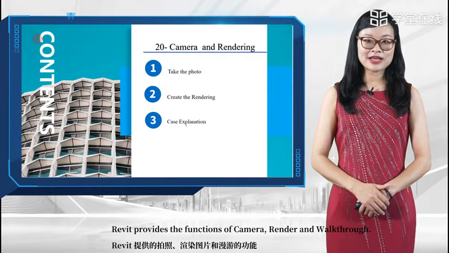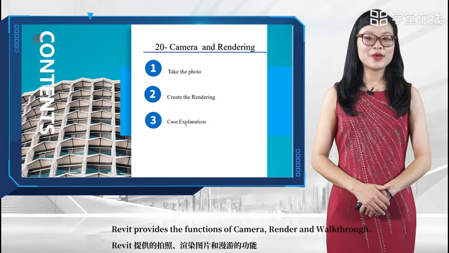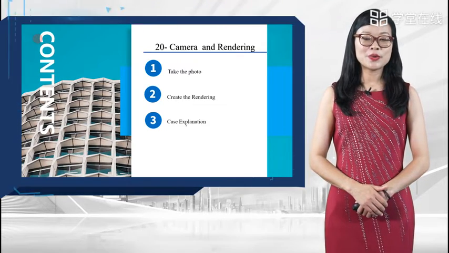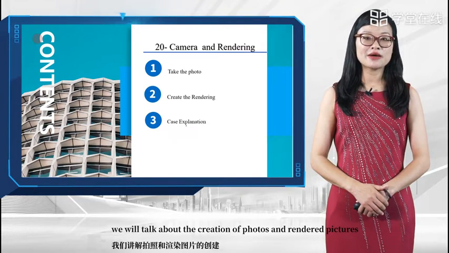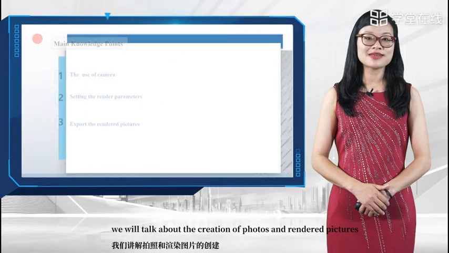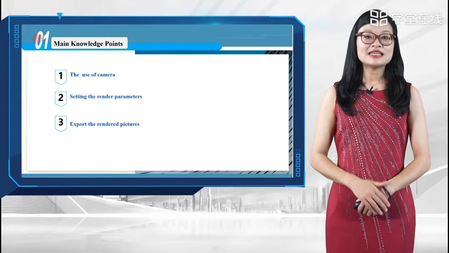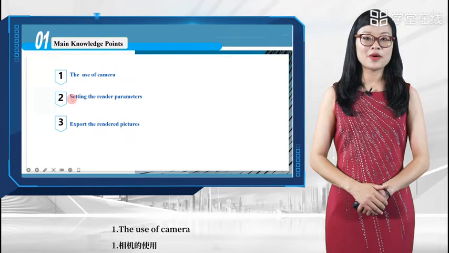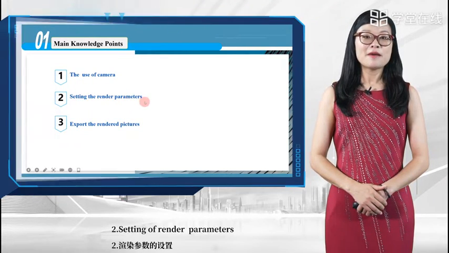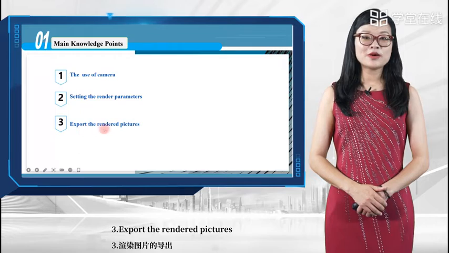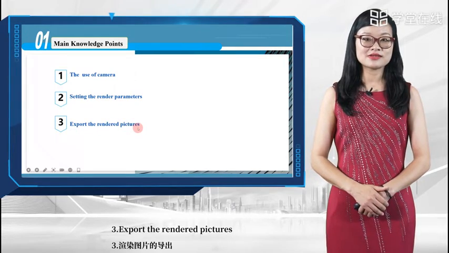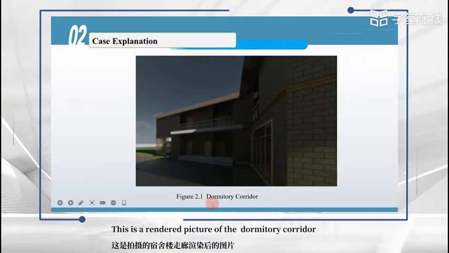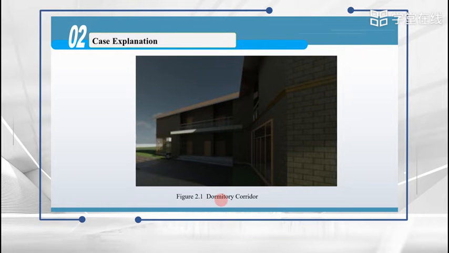Revit provides the functions of camera, render, and walkthrough. In this lesson, we will talk about the creation of photos and rendered pictures. The main knowledge points involved are the use of the camera, setting the render parameters, and exporting the rendered pictures. This is a rendered picture of the dormitory corridor.